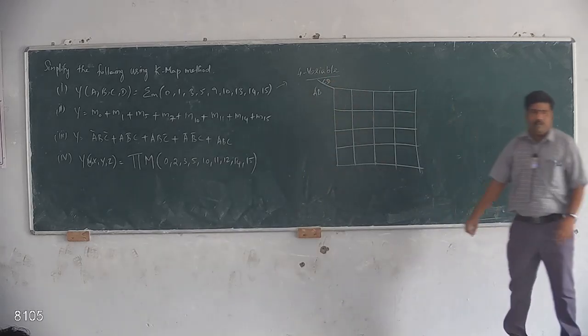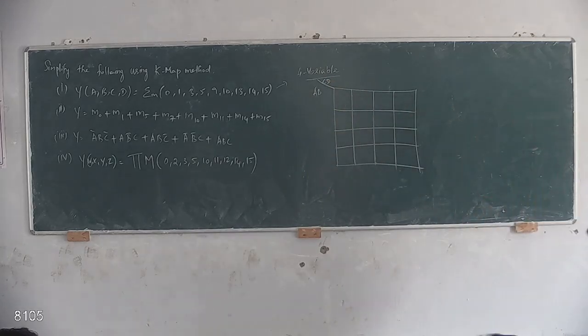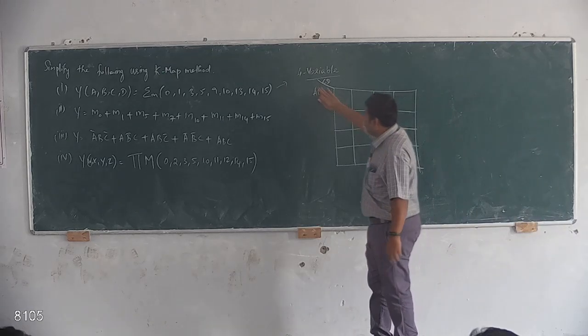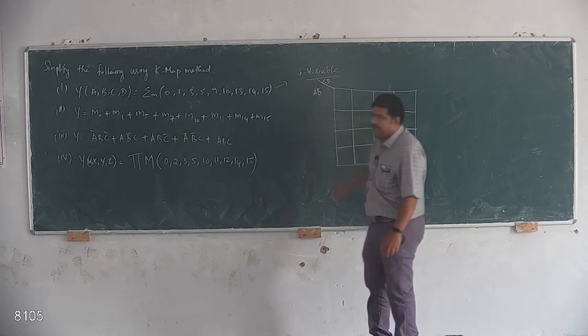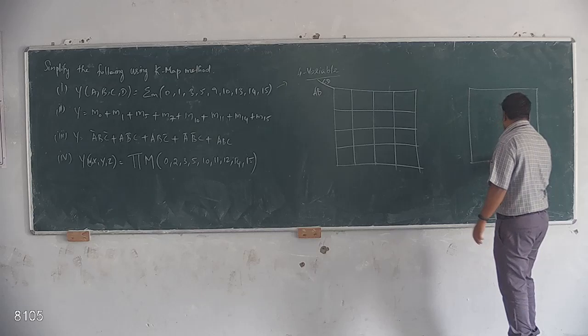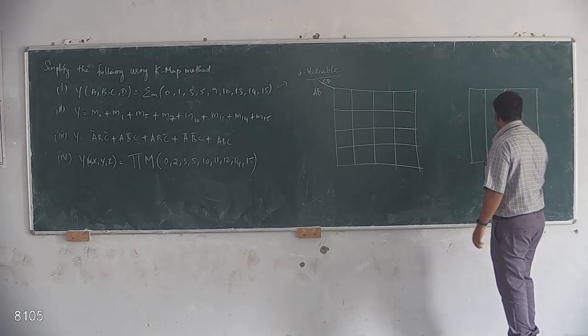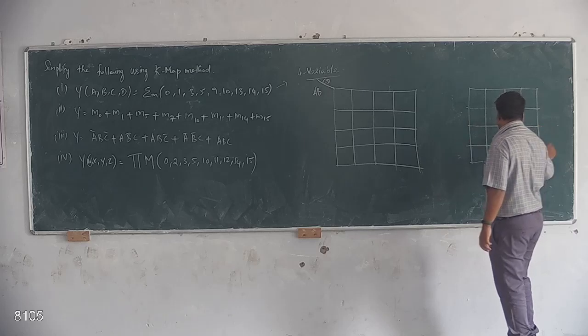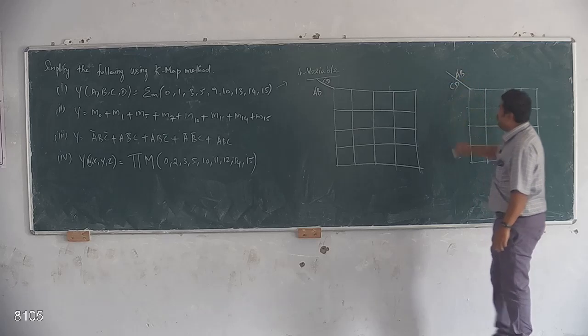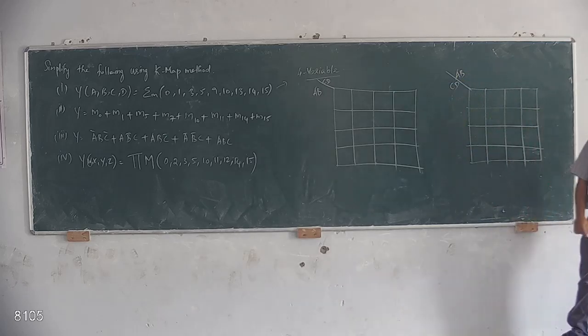So first write down the values. What does the first box contain? I will solve it both ways. Suppose I keep AB here, the same thing can be solved the other way too. For example, if I take AB here, in both cases we will get the same answer. We will verify that one.